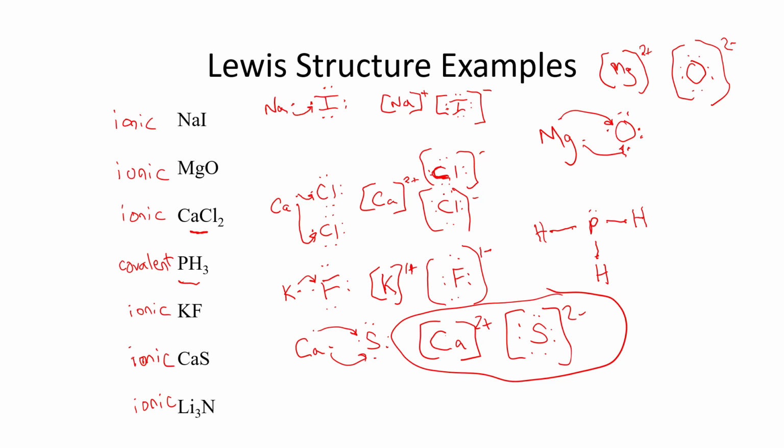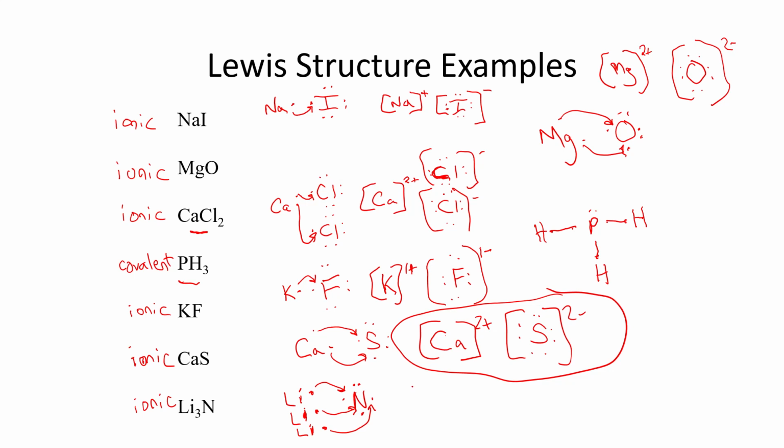So then Li3N, we have Li, Li, Li. Each lithium has 1 valence electron. I want to more clearly make those I's and this valence electron. And nitrogen has 3 valence electrons. This one can form a pair here, this one here, and this one here.